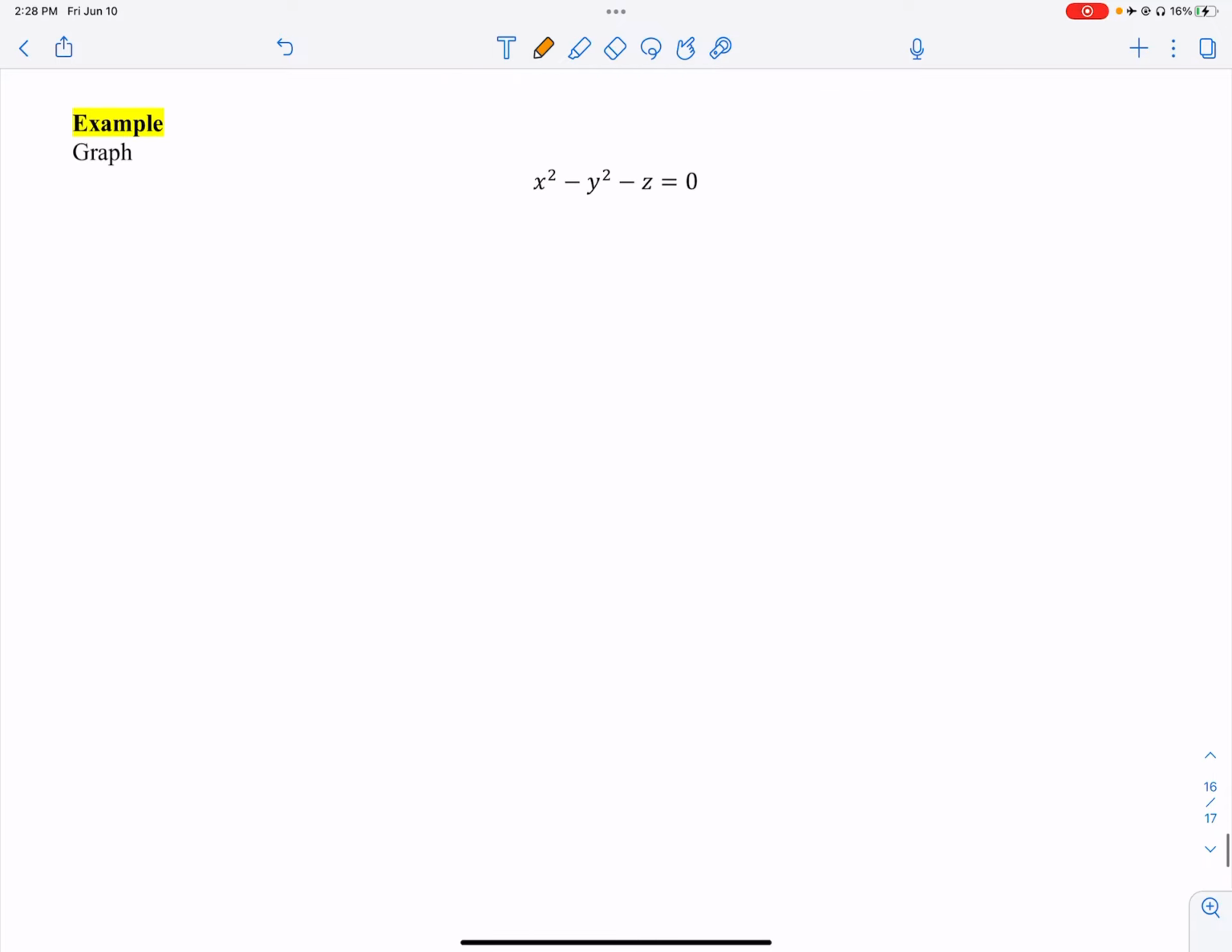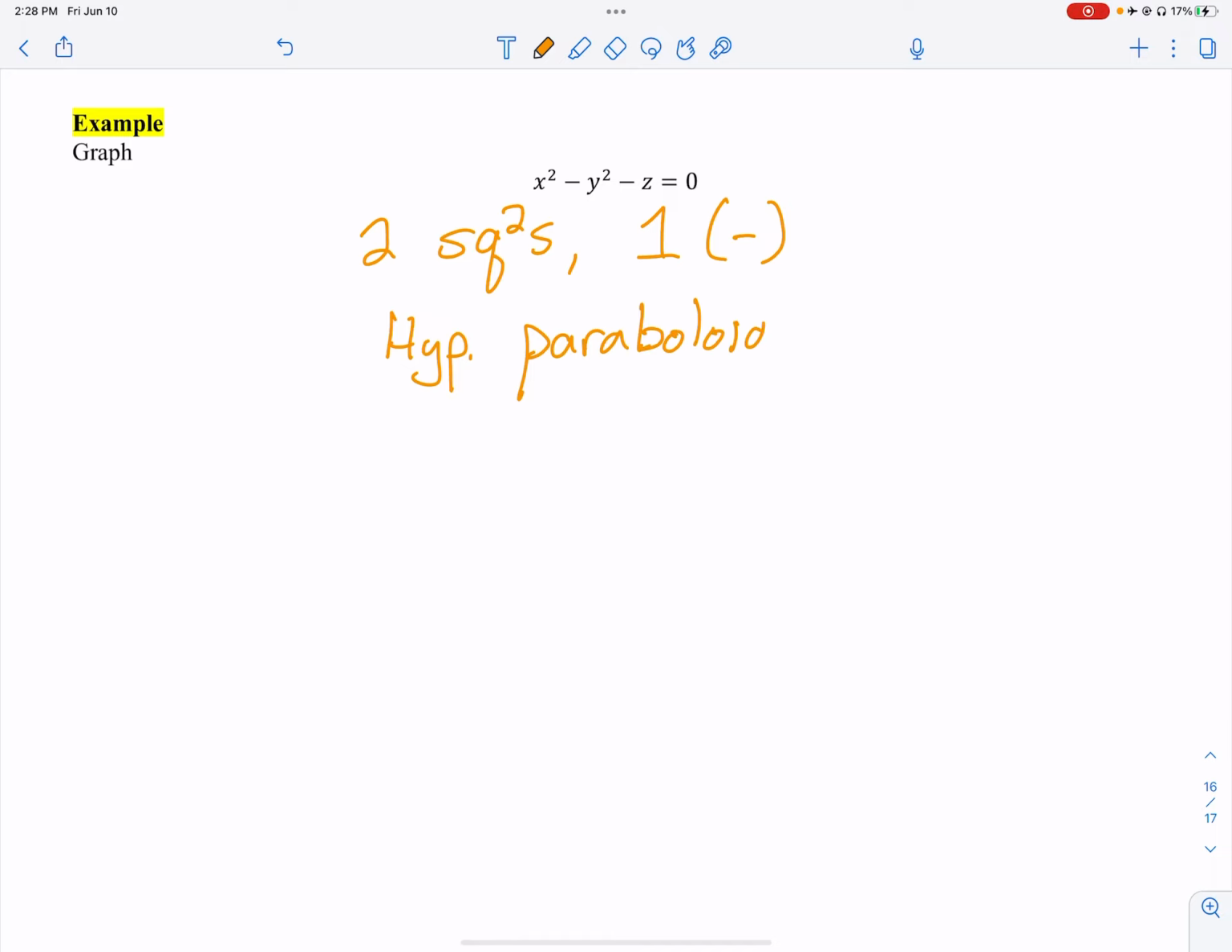All right, so let's take a look at this example. First, to verify that it is a hyperbolic paraboloid, notice that there are two squares with one minus. So that alone tells me that it is a hyperbolic paraboloid. And it is along z, because z is the one with degree 1.